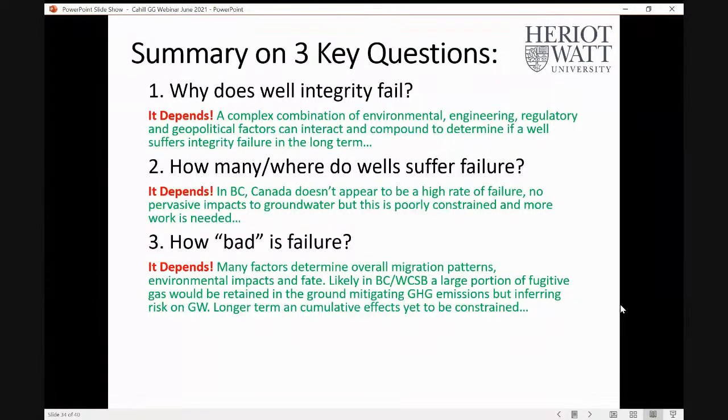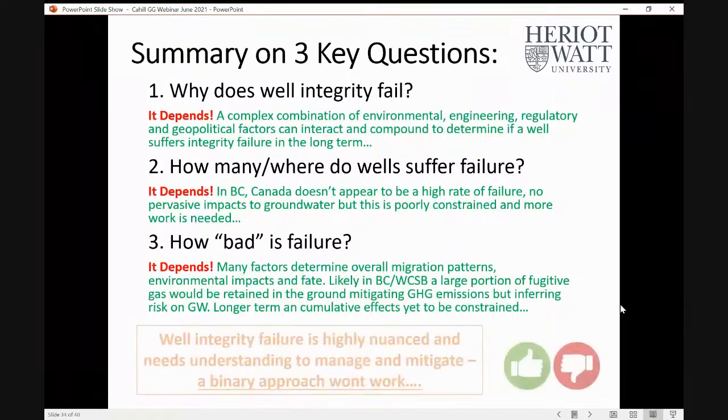In British Columbia, at the site where we've now looked very closely, we saw that a large portion of the gas was retained in the ground. So in a way, as I say, this is good news for greenhouse gas emissions, but perhaps it infers greater risk on groundwater if it's present. And good groundwater is not always present where these oil and gas wells are. So if it's not there, it can't be impacted. So maybe in those cases, if it's retained in the ground, it's better than it going into the air. And again, the longer term cumulative effects are yet to be constrained.